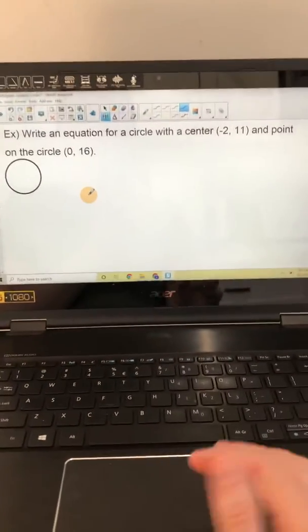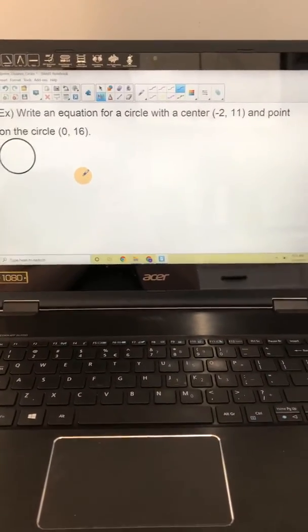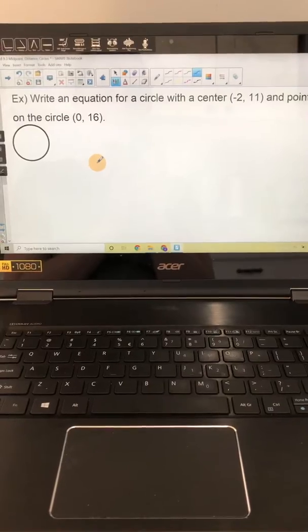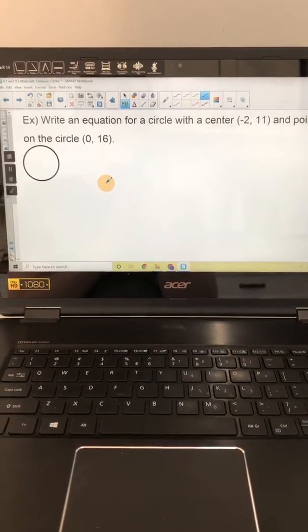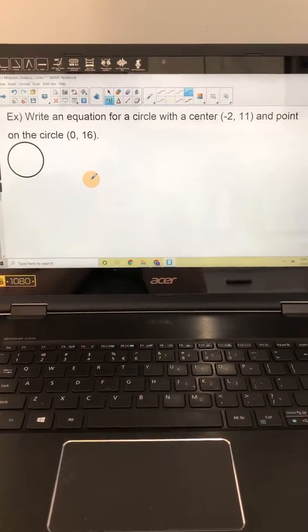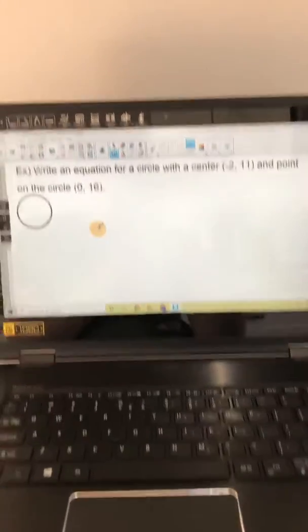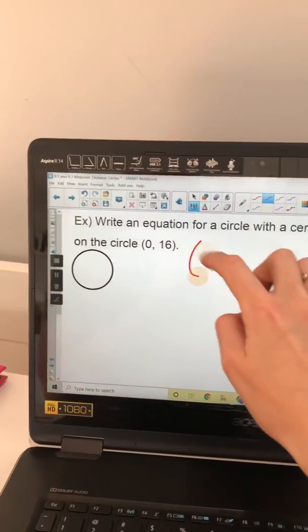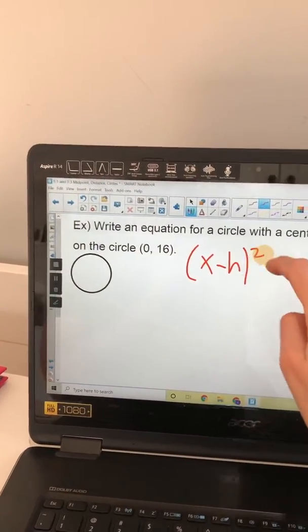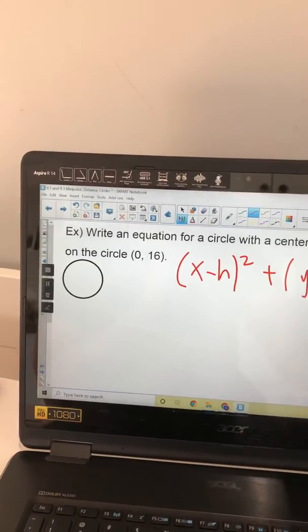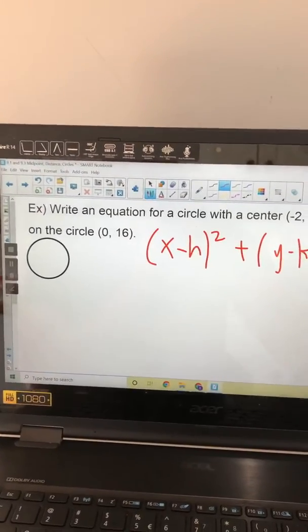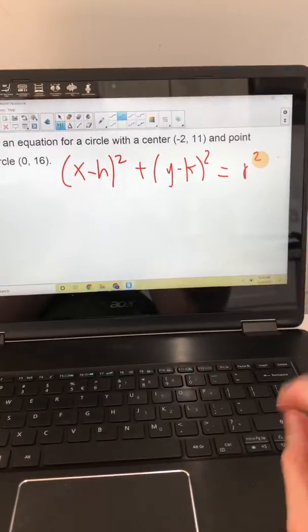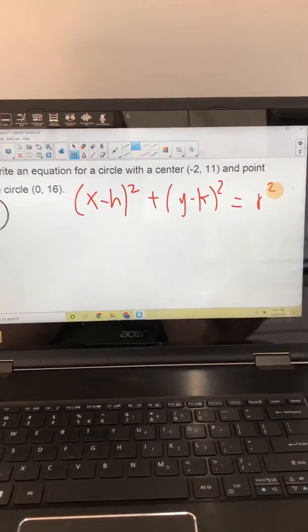Okay, here's part 3 of equations of circles. So this one asks us to write the equation of a circle with center -2, 11 and point on the circle 0, 16. So we're still referencing our equation of a circle. (x - h)^2 + (y - k)^2 = r^2.